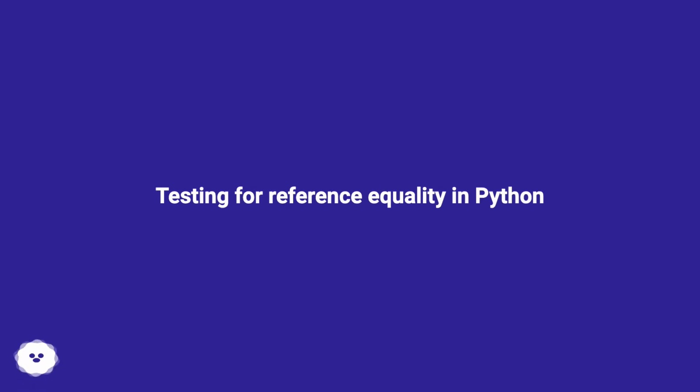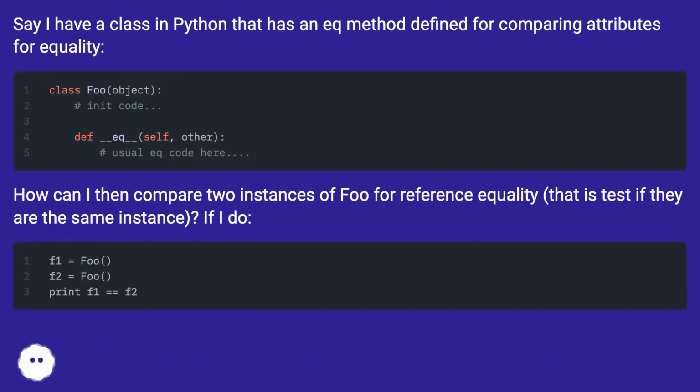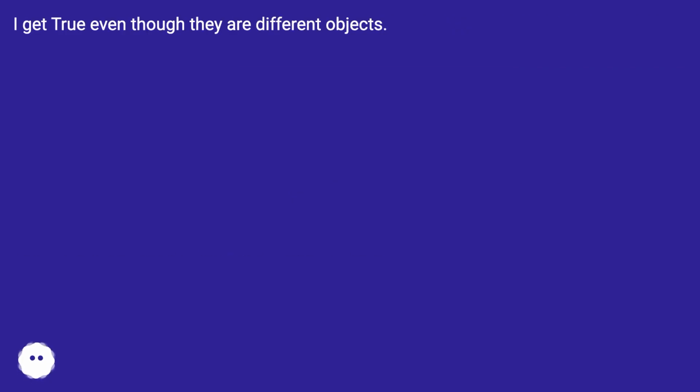Testing for reference equality in Python. Say I have a class in Python that has an __eq__ method defined for comparing attributes for equality. How can I then compare two instances of Foo for reference equality, that is, test if they are the same instance? If I do f1 == f2, I get True even though they are different objects.